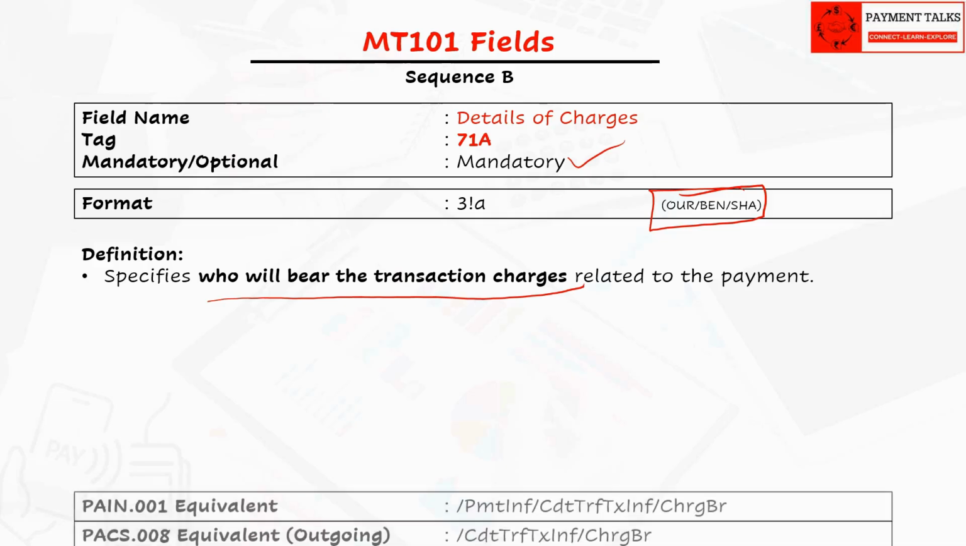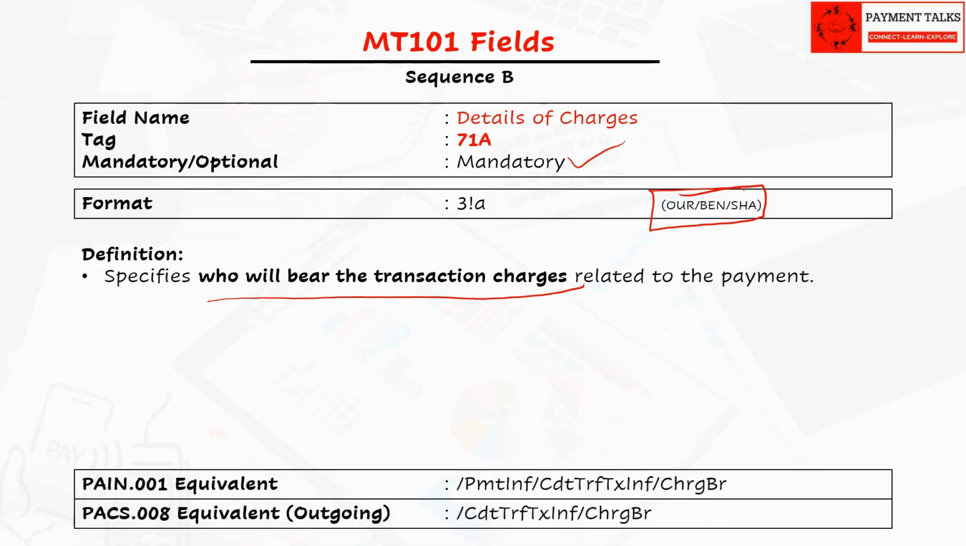This is mapped in PAIN.001 with the field name charge bearer. But there are two fields in the PAIN.001 with the same name. One is in the batch level payment info section and one is in the transaction level section. Since MT101 sequence B is the transaction level section, I would suggest mapping to the transaction level charge bearer.